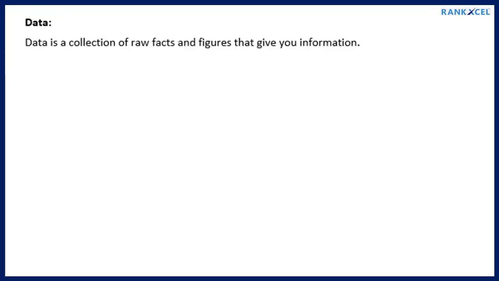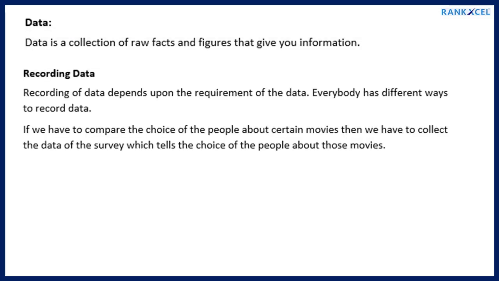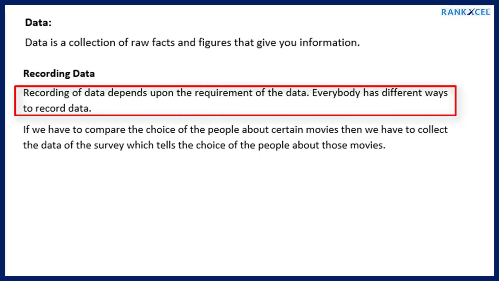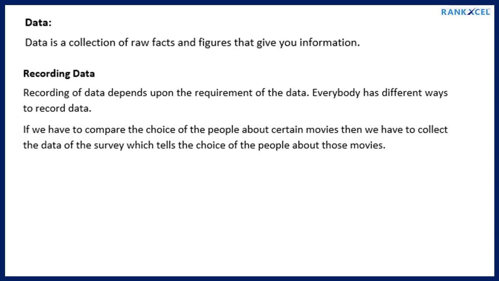Data. Data is a collection of raw facts and figures that give you information. Recording data. Recording of data depends upon the requirement of the data. Everybody has different ways to record data. If we have to compare the choice of the people about certain movies, then we have to collect the data of the survey which tells the choice of the people about those movies.